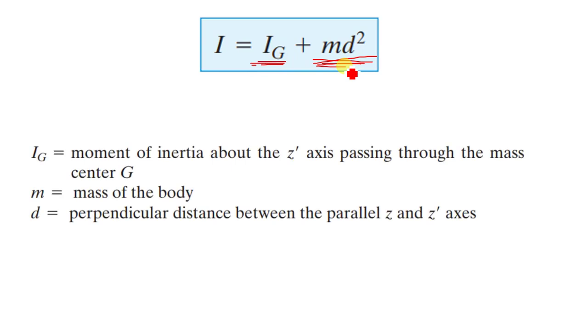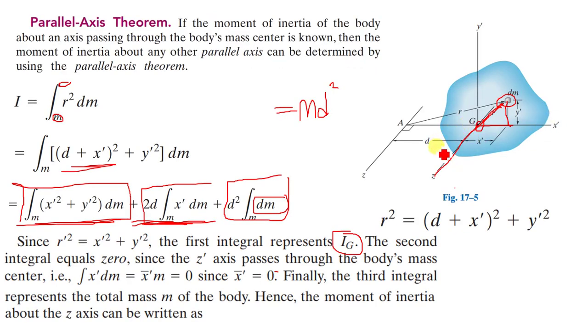So Ig in this formula represents the moment of inertia about the z-axis passing through the mass center G, and m is the mass of the body, then d is the perpendicular distance between the parallel z and z prime axes, which is just this distance.